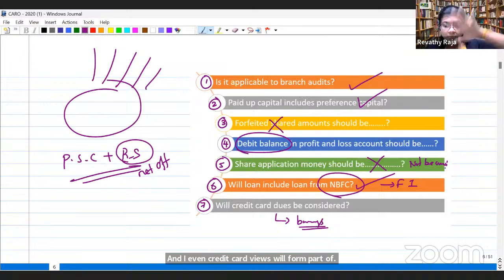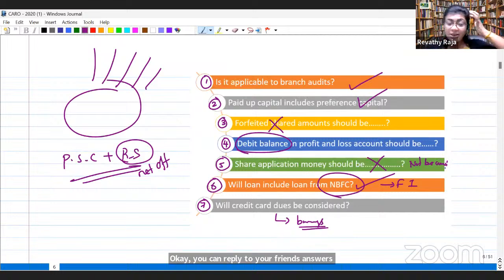So I'm concluding: branch audit will be subject to CARO once the company is under CARO. Paid up capital means equity plus preference. Forfeited shares you will reduce. Debit balance, if there, net off. Share application money not to be considered. Loan from NBFCs will be included as a part of financial institution. Credit card dues will also be considered. Makla, you can reply to your friends' answers.